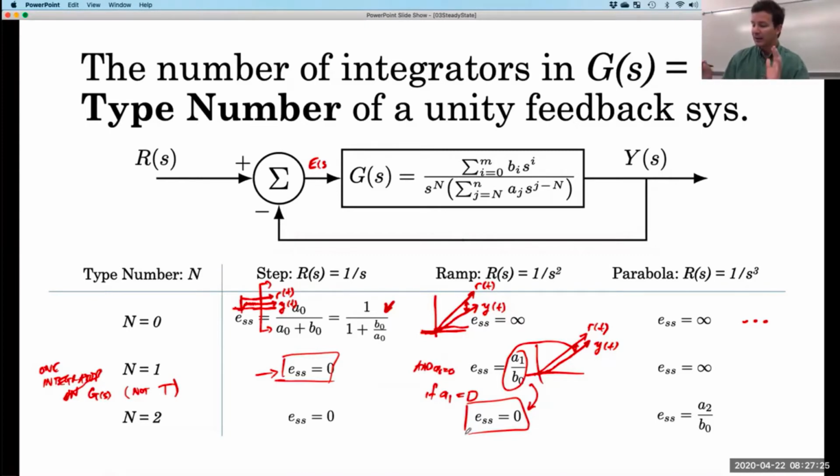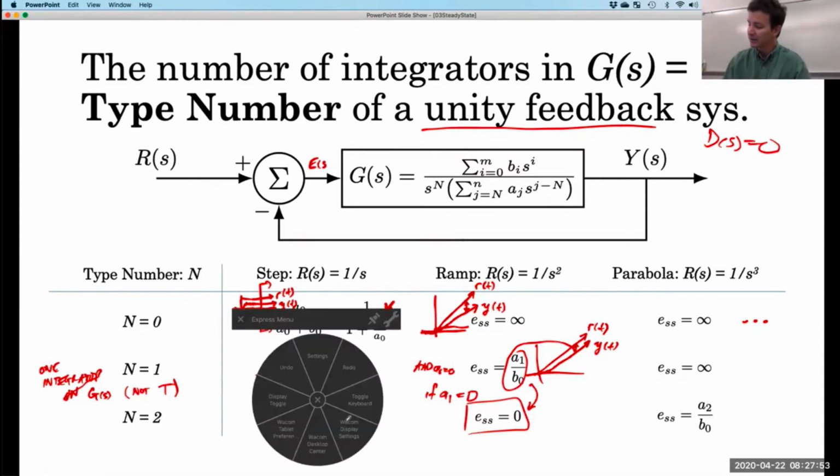So I love this table. This table is, let me admit, of limited use. It's of limited use because it assumes unity feedback. It's of limited use because it assumes the disturbance is 0. But if you are looking to talk about the error due to a reference input in a unity feedback system, this table is priceless.